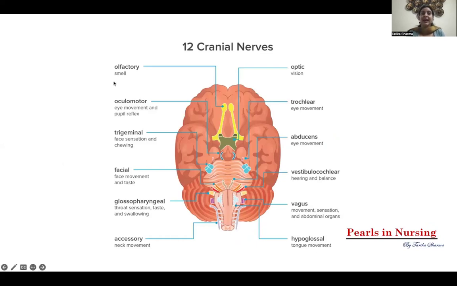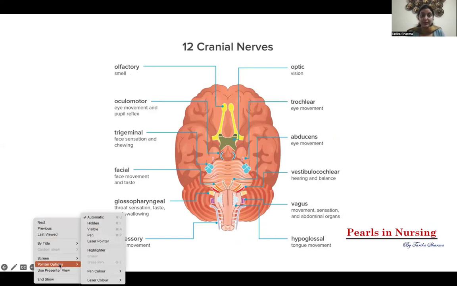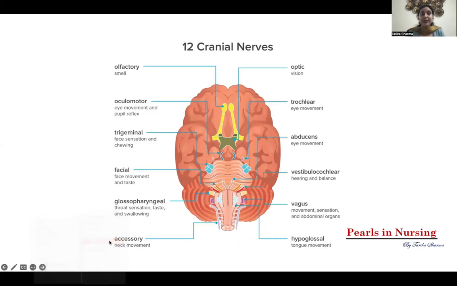So we know that we have the olfactory nerve. The olfactory nerve is responsible for smell. Then we have the optic nerve. The optic nerve is responsible for vision. Then we have the oculomotor nerve, which is responsible for eye movement and the pupillary reflexes. Then we have the trochlear nerve, which is responsible for eye movements.